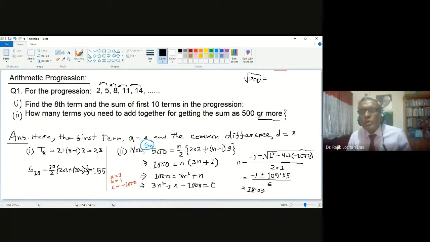Now you will think about why "or more" is given. What do you understand? N equal to 18.09 means 18 plus something, so it is more than 18, right? If I ask you how many terms, can it be 18.09 terms? No, it can be 18 or it can be 19. You understand what I'm saying?